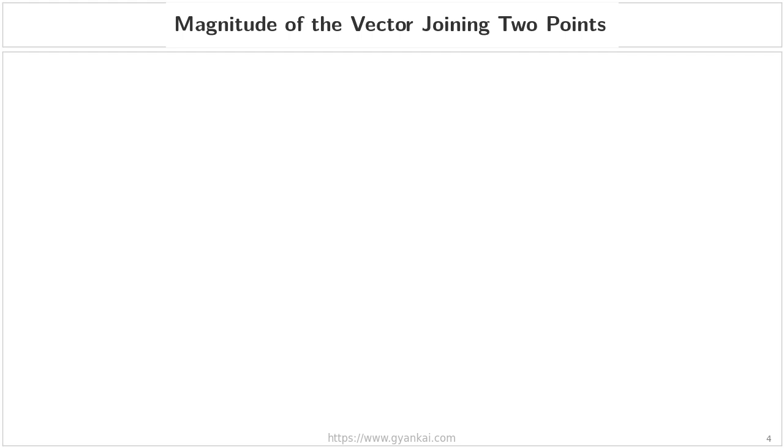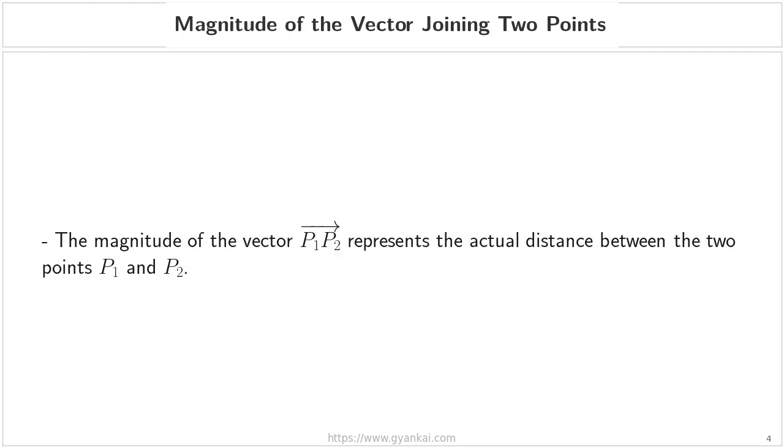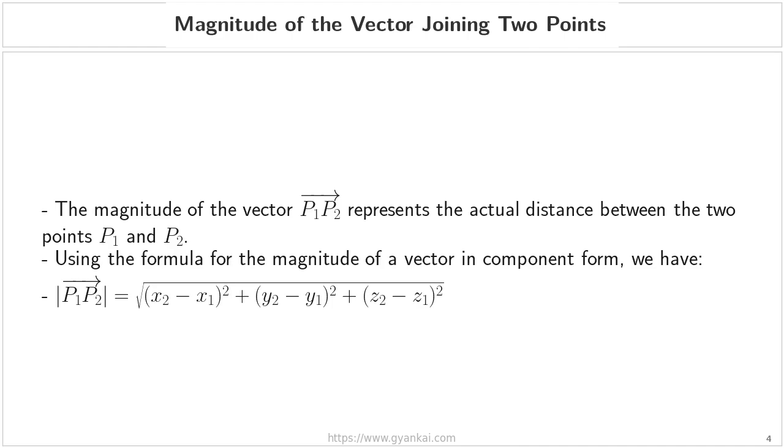Magnitude of the vector joining 2 points. The magnitude of the vector, which we denote as P1P2 with vertical bars around it, represents the actual physical distance between our 2 points, P1 and P2. Think of it as the straight line length of the arrow we just calculated. To find this, we use the magnitude formula for a vector in component form. As you can see on the slide, the magnitude of P1P2 is equal to the square root of the quantity, x2 minus x1 squared plus y2 minus y1 squared plus z2 minus z1 squared.